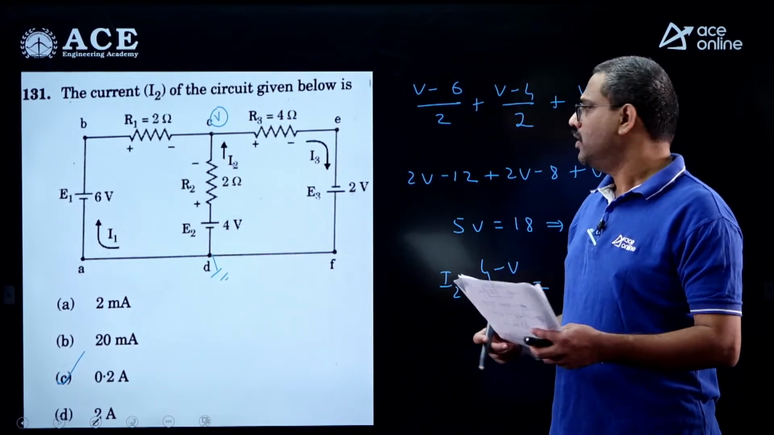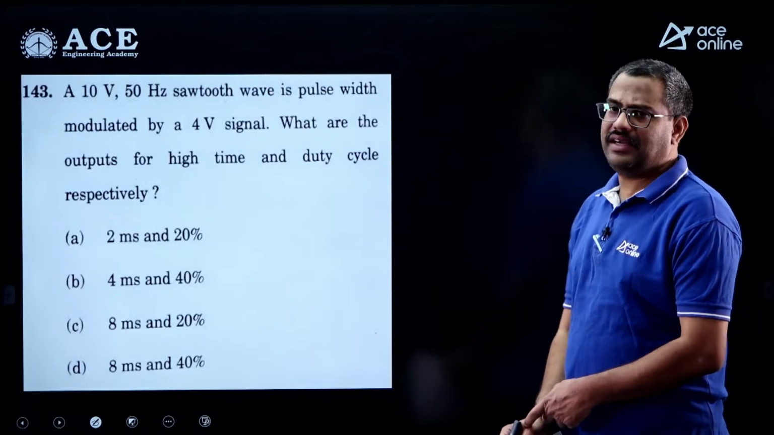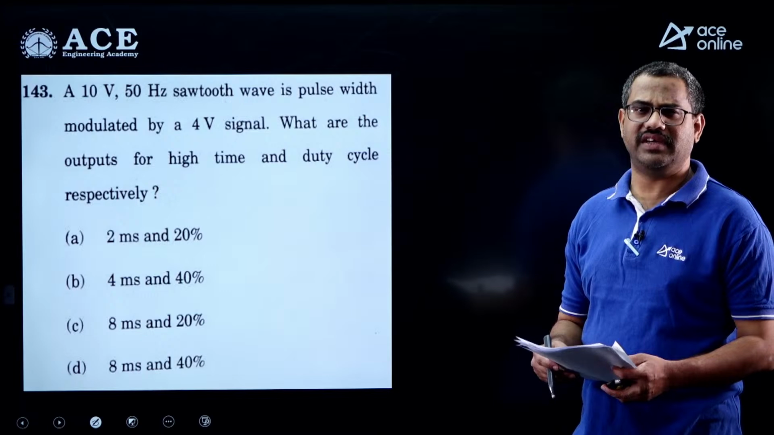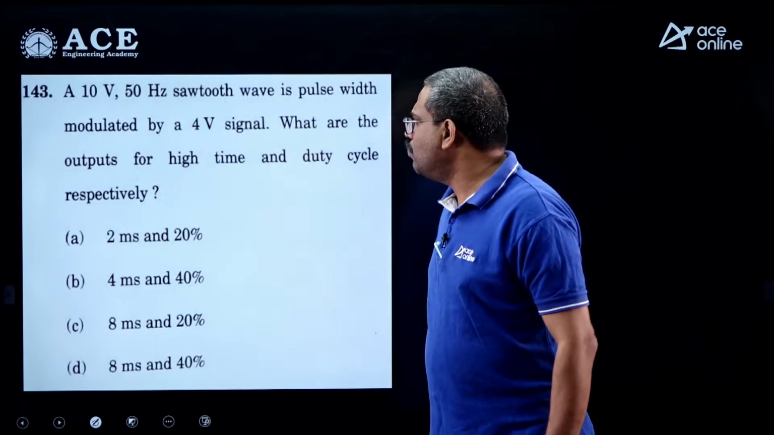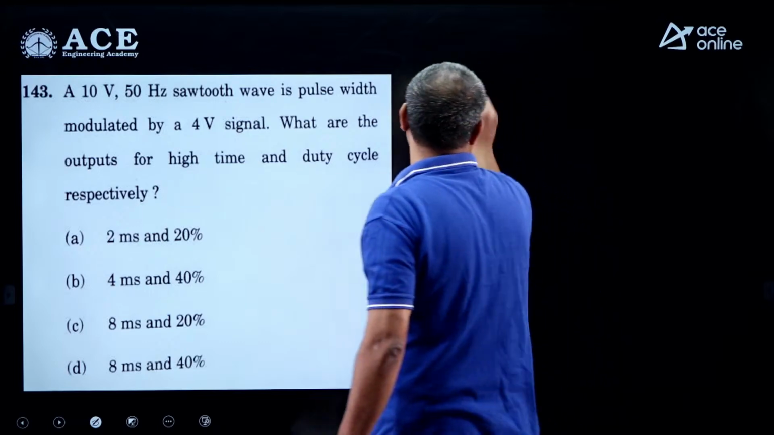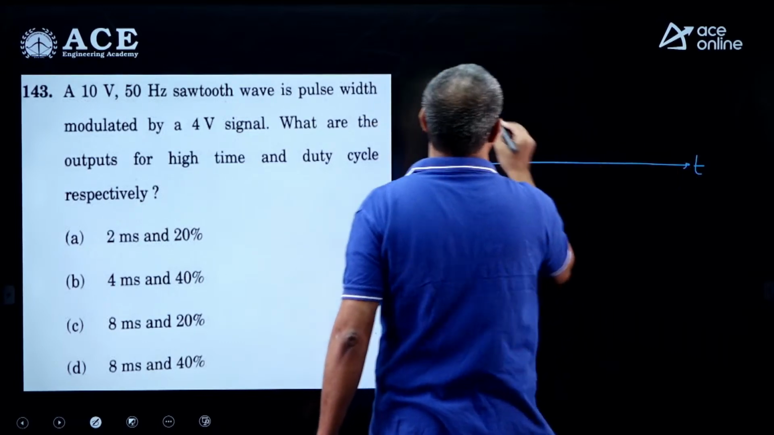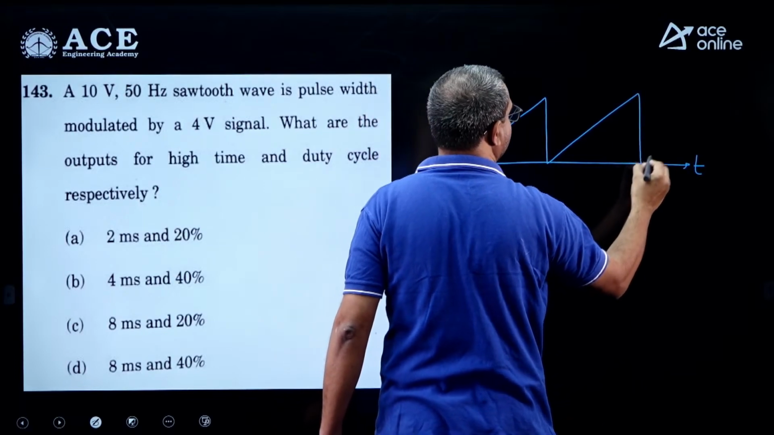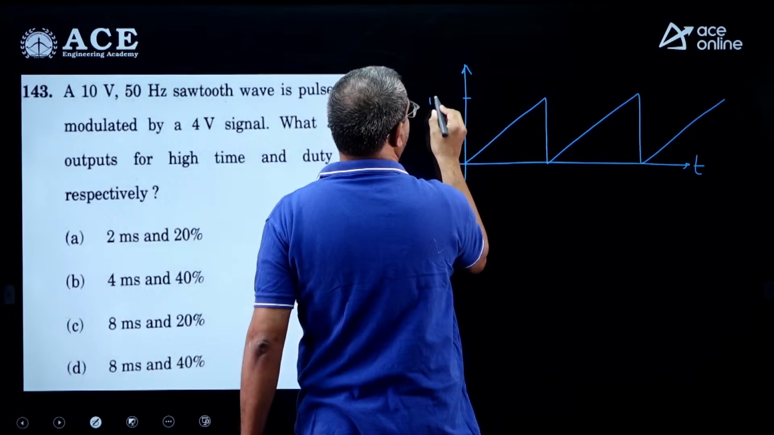Now this bit, I would like to consider it in network theory. As no one was answering, I was very comfortable with this. A 10 volt 50 hertz sawtooth wave. What is the meaning of 10 volt 50 hertz? You know the meaning of sawtooth wave. That means it has a peak value of 10 volt, and 50 hertz.